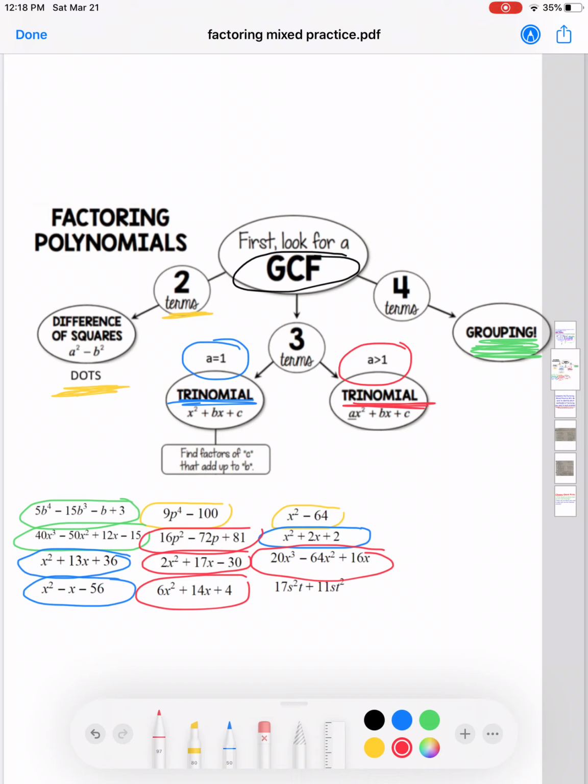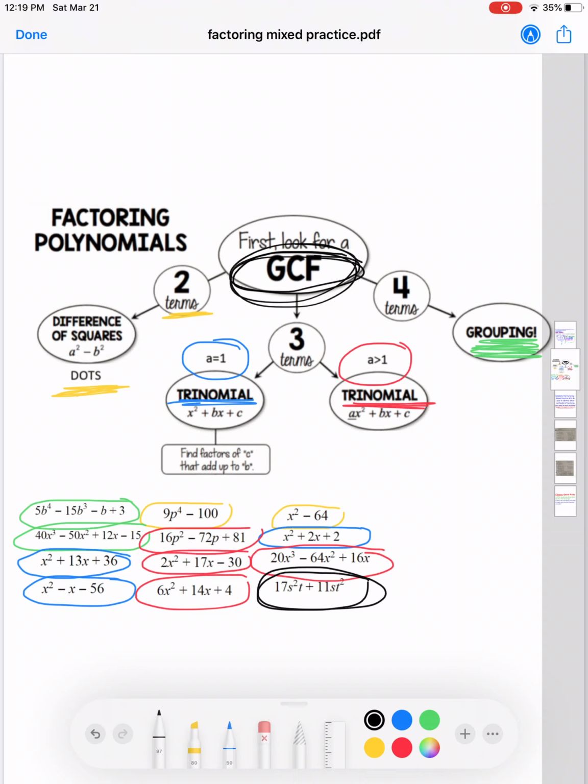And finally, we're left with this last expression in the bottom right-hand corner here. Now, this expression doesn't really fit into any of these categories. I can't use dots because I see addition. There's only 2 terms, so it can't be trinomial or grouping, which must mean that this one I can only look for a GCF. There's nothing else I can do for this type of factoring.